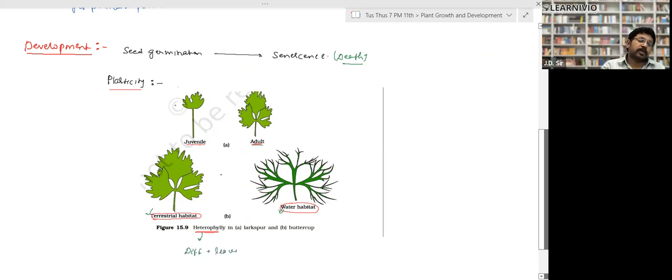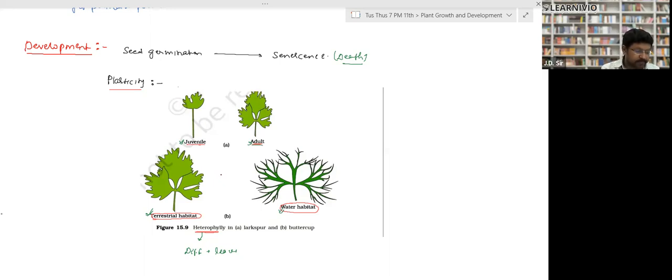In heterophily, this is the coriander. In coriander, you can see there are 4 types of leaf. This is the leaf of the juvenile state. In the adult, they have this shape of leaf. In a terrestrial habitat, they have this type of leaf. In an aquatic habitat, they have this type of leaf. So there are different types of leaves on the basis of their age and their environment. That is called heterophily. So please put the heading plasticity within the development. It's a part of development.